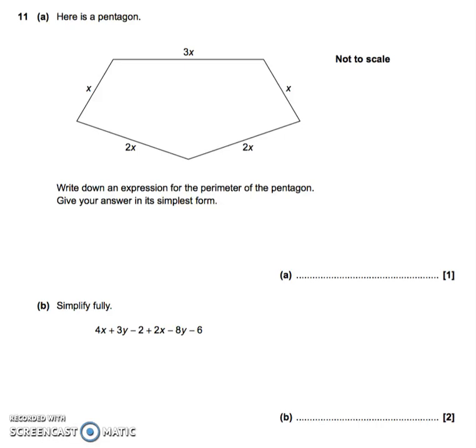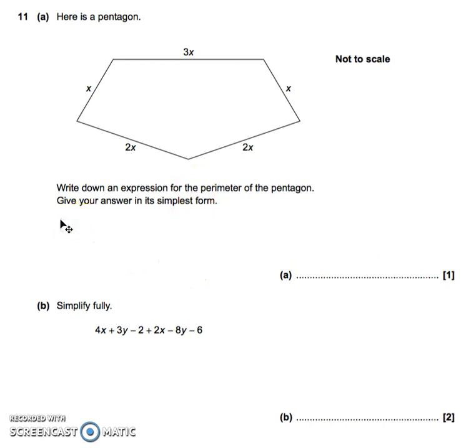In question 11a, you've been given a pentagon and we need to write down an expression for the perimeter of the pentagon, and we need to give our answer in its simplest form. So you can see that the pentagon has side lengths of x and 2x and 2x and x and 3x, right? Now it doesn't matter that we don't know what the x is, because all we'd have to do is collect these terms and make the expression.